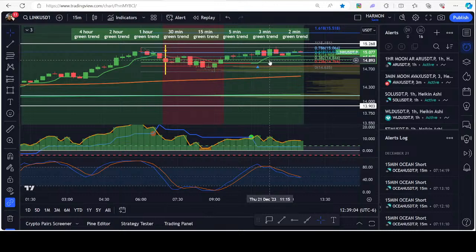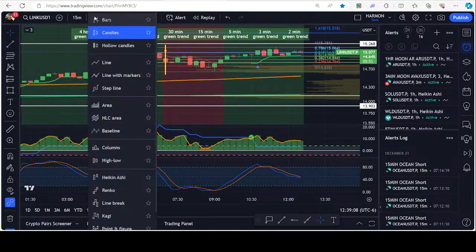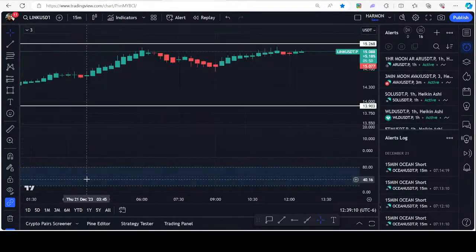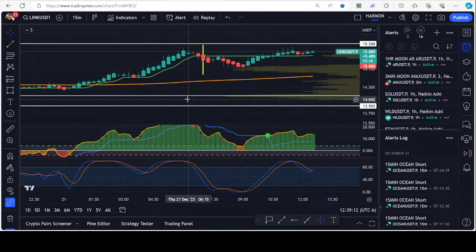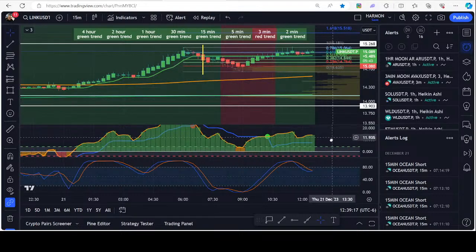I mean for real, I would move those to Heikin Ashi, and then just go work with those because they're going to be a lot cleaner. They're just going to be a lot cleaner on the moves.